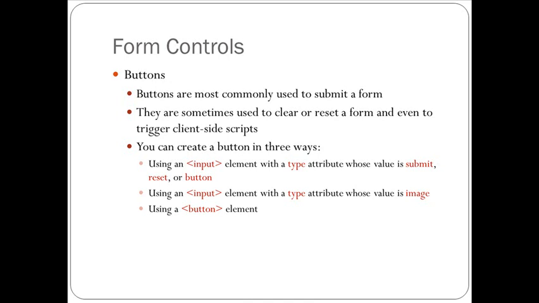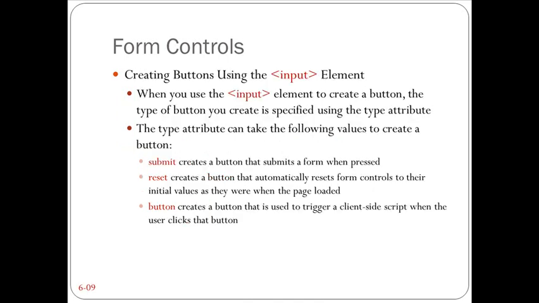Or you could use the input with a type whose value is also image. It's a little bit different. You don't see this one too often, but it's a possible choice for you. Or you could use the button element itself. If you're doing it with the input, which is the most common way, the type of button you create is specified with the type attribute, as we've seen for everything else. If the value is submit, it creates a button that submits a form when pressed. If the value is reset, it creates a button that automatically resets the form controls to their initial values as they were when the page loaded.